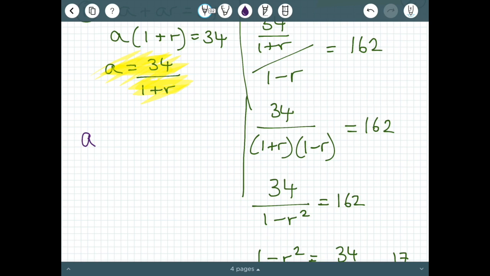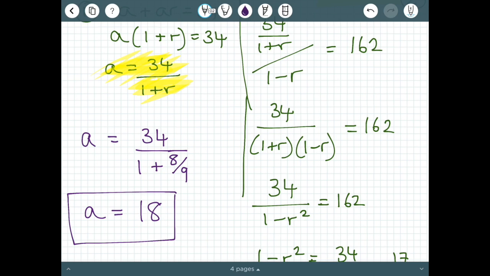So now a would equal 34 over 1 plus 8 over 9, and you can just type that straight into your calculator, and you should end up with the answer of a equals 18. So that will give you the first 6 marks of this question.